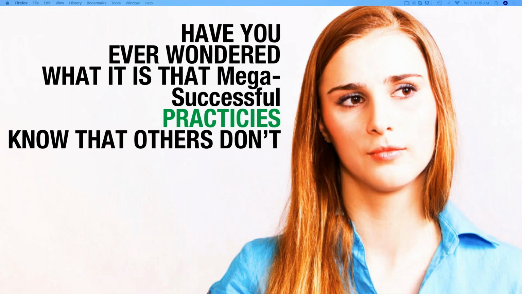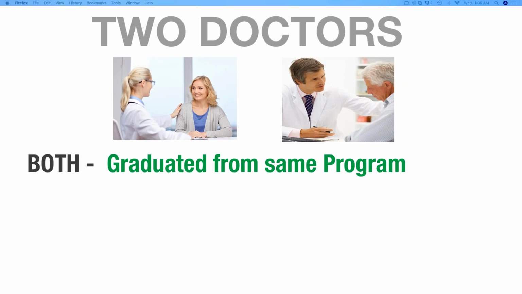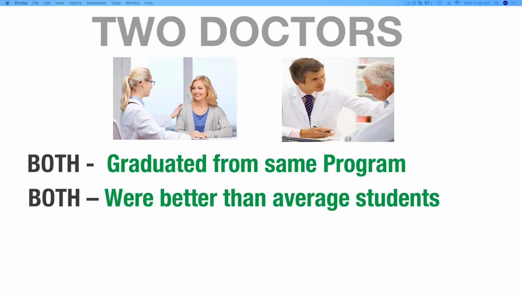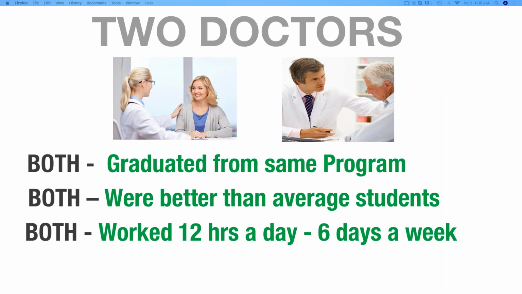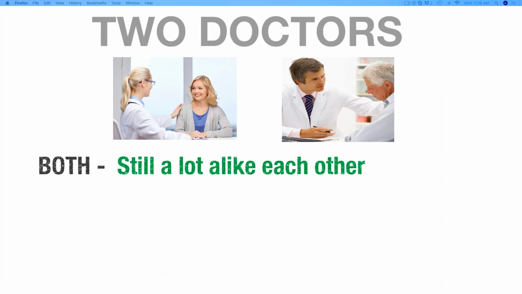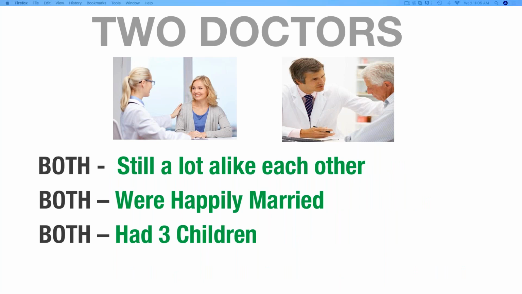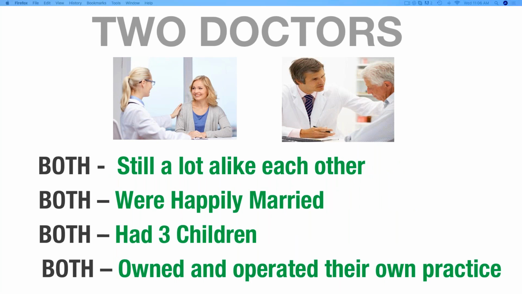So have you ever wondered what the mega successful practices know that others don't? Well, it's easier to explain with this quick story about two doctors. Once upon a time, there were two doctors. Both graduated from the same program. They were better than average students. They worked 12 hours a day, 6 days a week, and they recently attended their college reunion. They both were still a lot like each other. Both were happily married, both had 3 children, and both owned and operated their own practice.